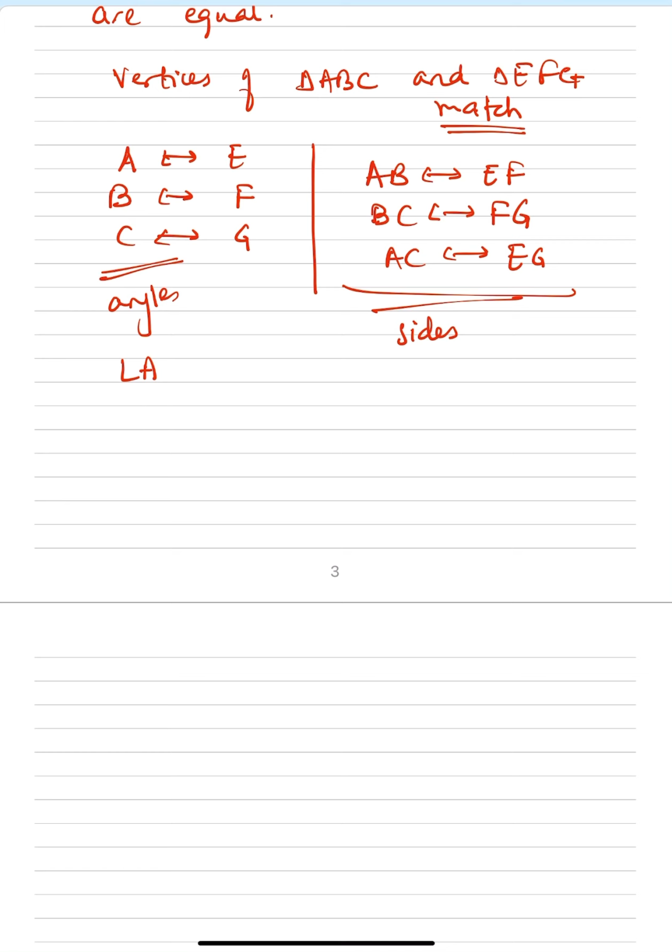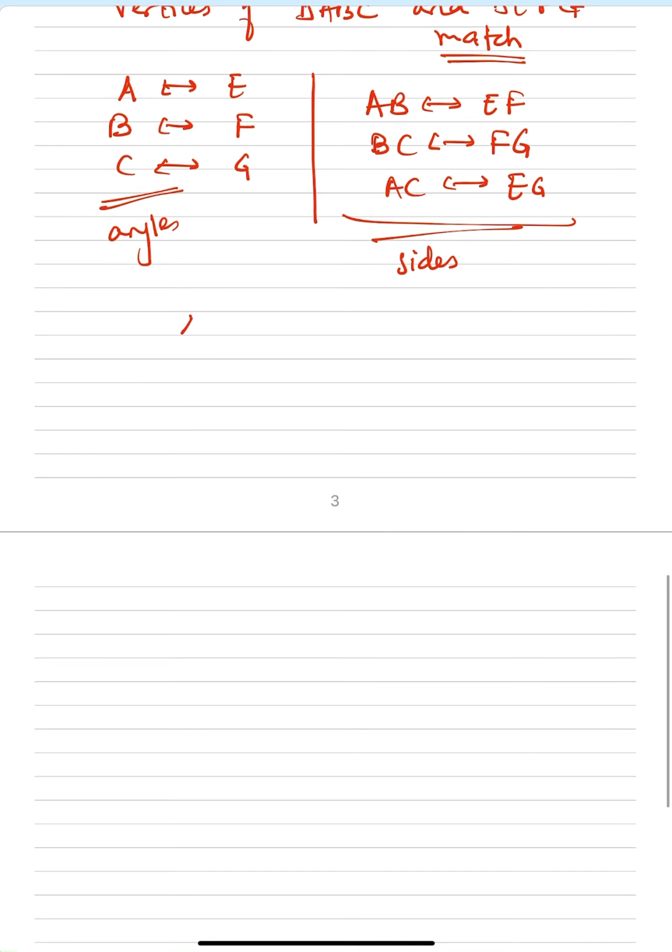So this was a basic concept of congruence. Now, when can we write that triangle ABC is congruent to triangle EFG? We know now that when the correspondence ABC to EFG makes 6 pairs of corresponding parts of the two triangles equal, only then can we write that both the triangles are congruent. So this is the basic idea of congruence.